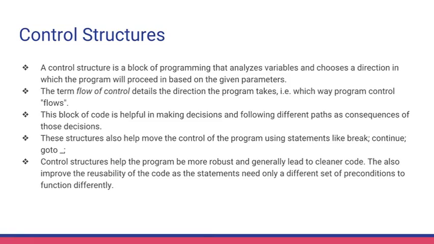Control structures. A control structure is a block of programming that analyzes variables and chooses a direction in which the program will proceed based on the given parameters. The term flow of control details the direction the program takes, that is, which way program control flows. This block of code is helpful in making decisions and following different paths as consequences of those decisions.